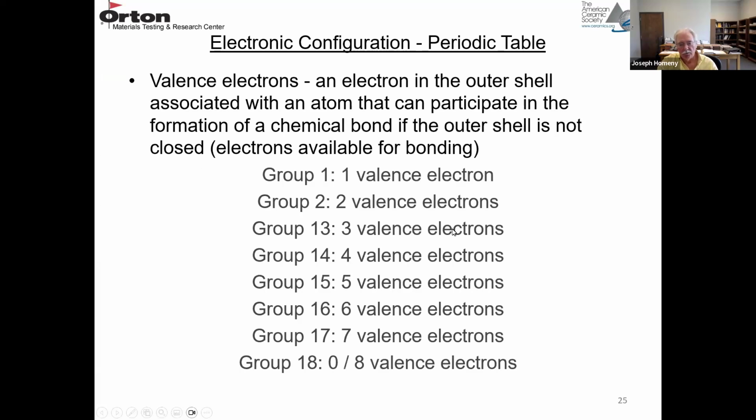So group 13 has 3 valence electrons, 14 has 4, 15 has 5, 16 has 6, 17 has 7, and group 18 are the inert gases. They actually have 8 valence electrons, but in reality they have 0 because they're inert. They have a complete outer shell that's filled.